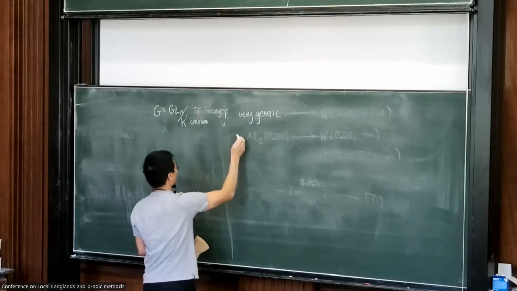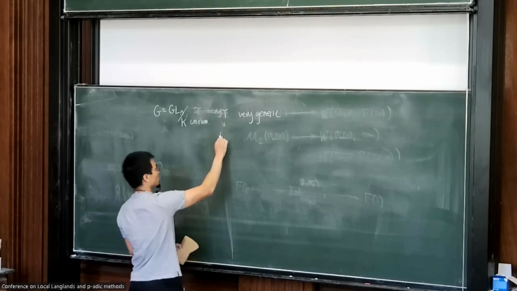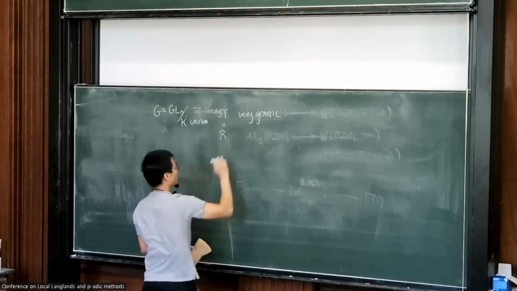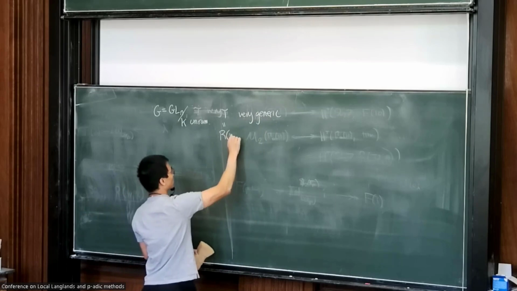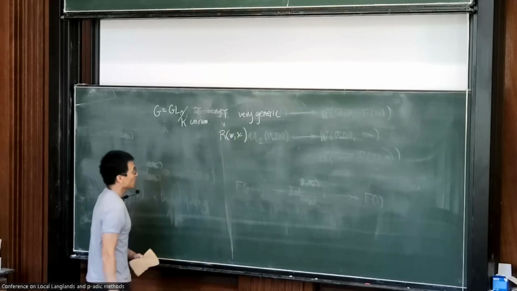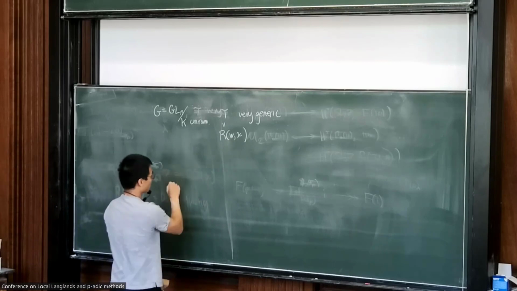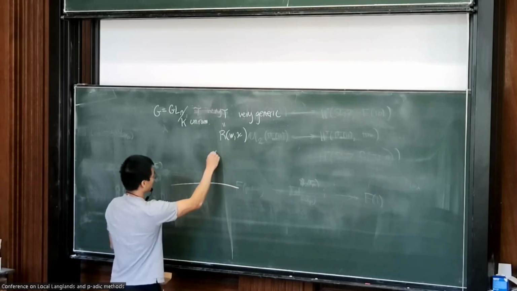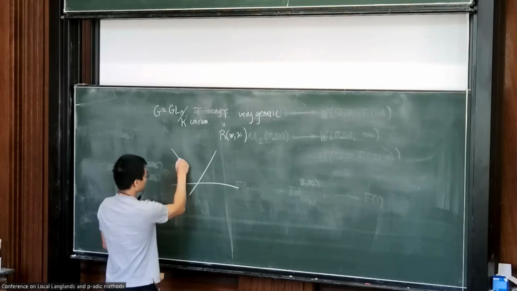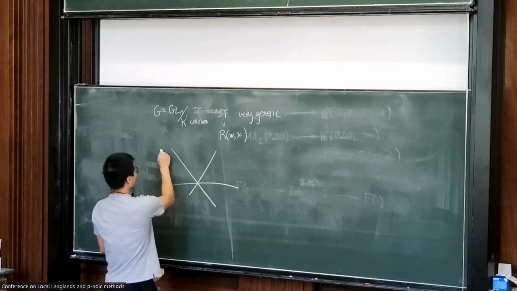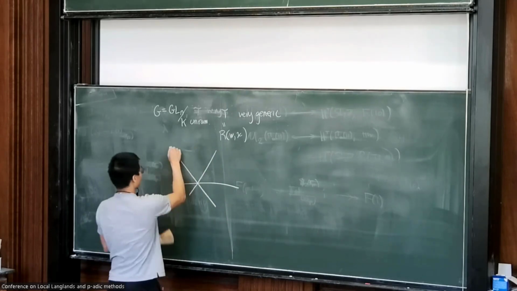So as I mentioned, tau is usually, at least when tau is generic, going to be a Deligne-Lusztig representation, R_w chi, where w is in the Weyl group, and where is chi? So chi is in something called the fundamental alcove.